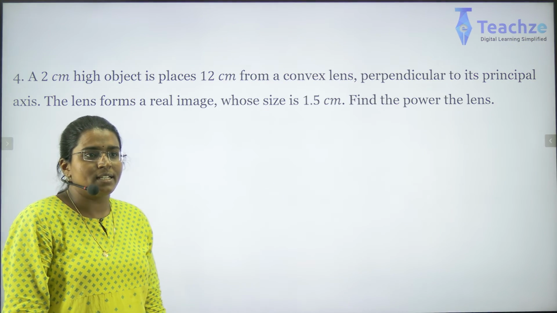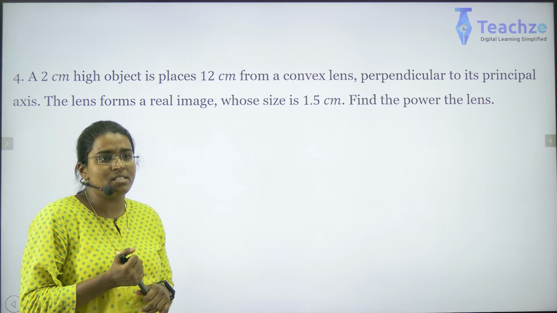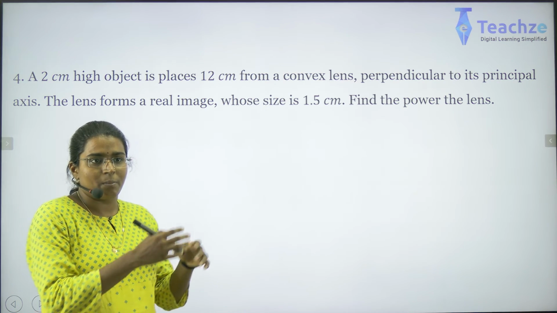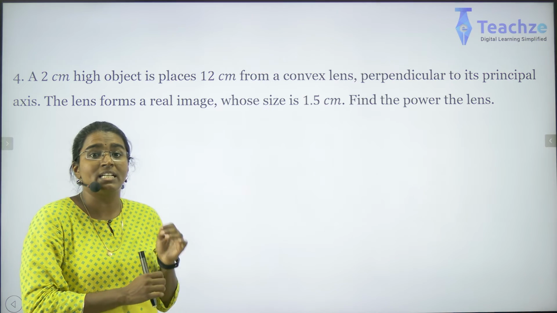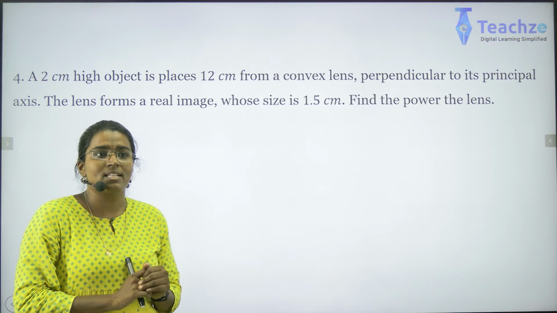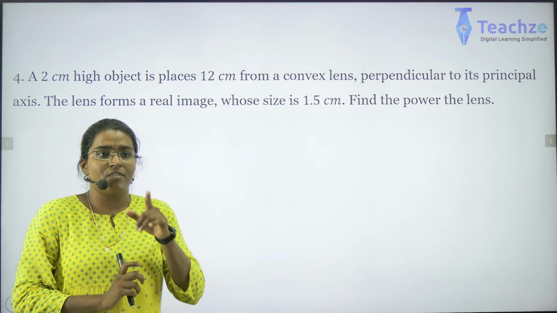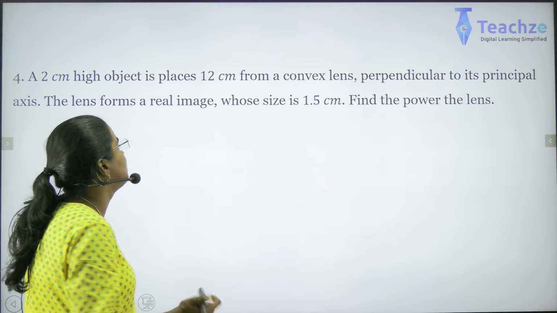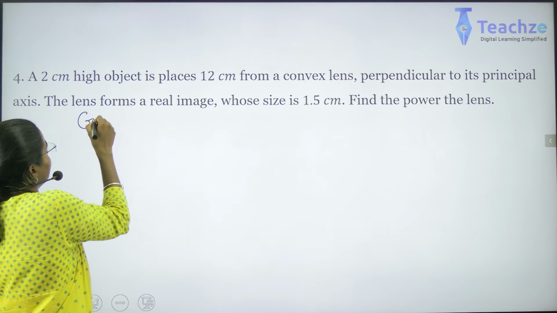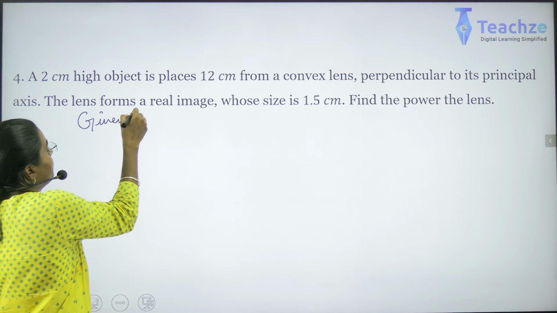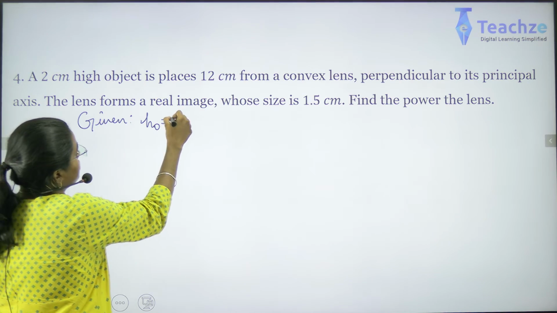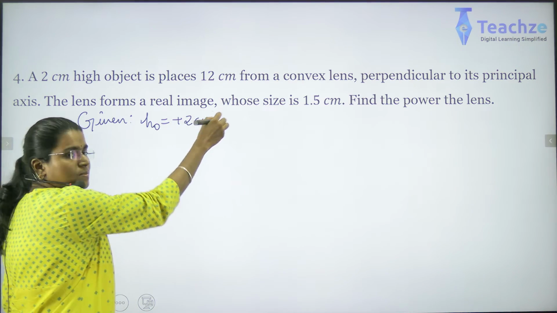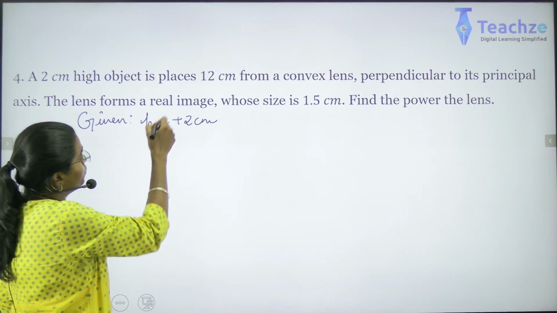A 2 centimeter high object is placed 12 centimeter from a convex lens perpendicular to the principal axis. The lens forms a real image whose size is 1.5 centimeter. We have to find the power of the lens. Good. Okay, so what is given again? HO is given. It is always positive. We can write plus 2 centimeters. And U is given.